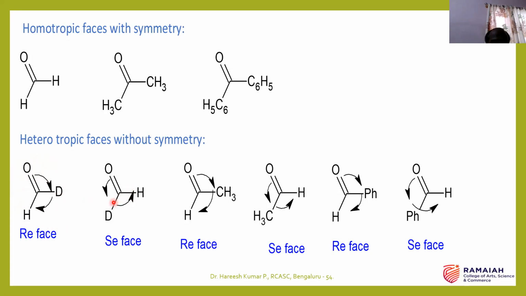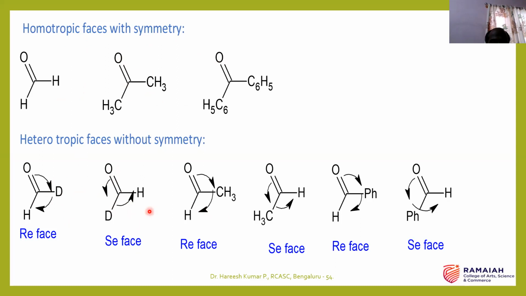And similarly, if deuterium is on the left-hand side, as I have written here, then the movement order is this way. That means it's an anti-clockwise direction. So then it's called a Si phase. So what it means is that a heterotopic compound contains two phases, one is Re phase, another one is Si phase, whereas homotopic phases contain only one phase. These homotopic phases contain a plane of symmetry. Heterotopic phases do not have a plane of symmetry, but contain two phases.